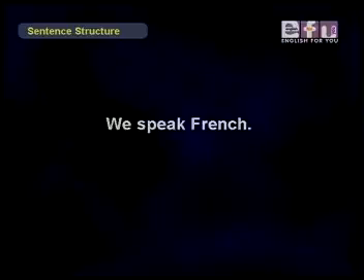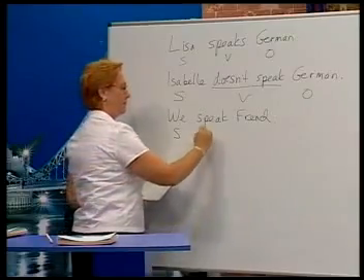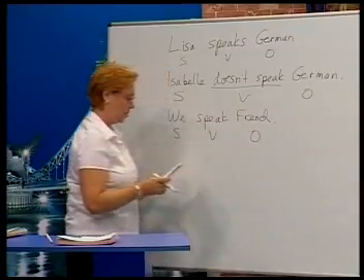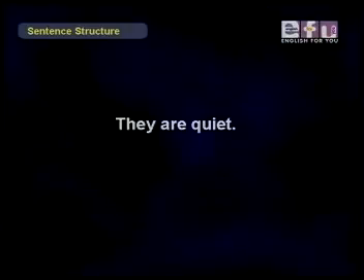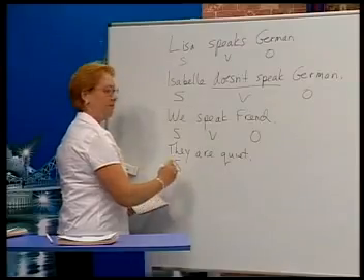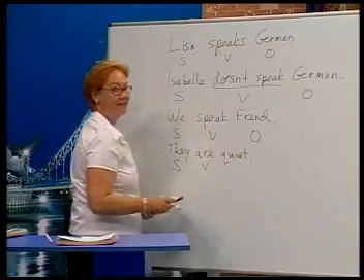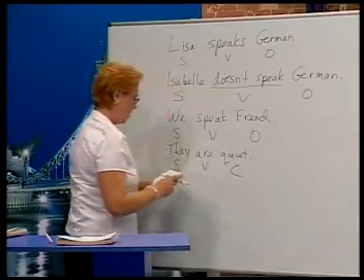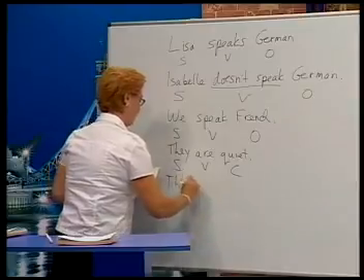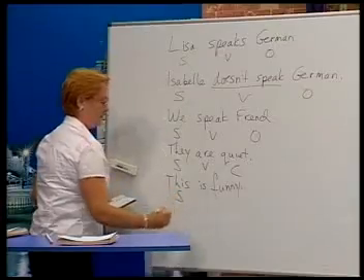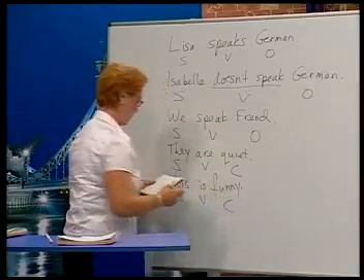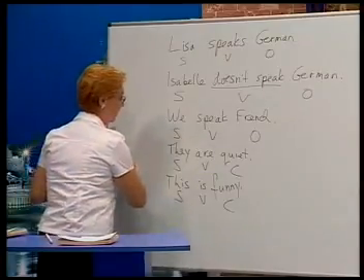We speak French. Okay, Ali, you tell me the parts of the sentence. We is the subject. Speak is the verb. French is the object. Yes. Very good. Now, Lisa, here's another one. They is the subject. Are is the verb. And quite is the complement. Yes, good girl. Okay, here's another one. Isabel. This is funny. Okay, this is the subject. Is the verb. Funny is the complement. Yeah, good. Great.